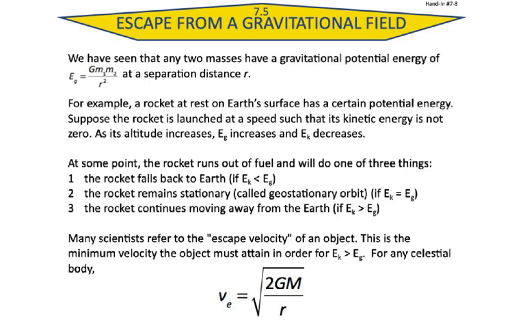But when we launch a rocket, it will run out of fuel, and one of three things will happen. It may fall back to the Earth if the kinetic energy developed by the rocket is less than the gravitational energy of the Earth. It could remain absolutely stationary, and that works if the kinetic energy is exactly the same as the gravitational potential energy. This is called a geostationary orbit.